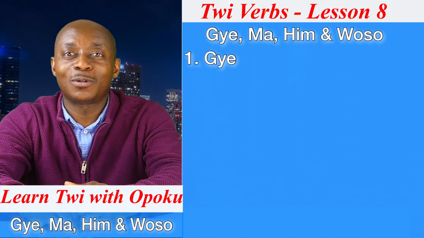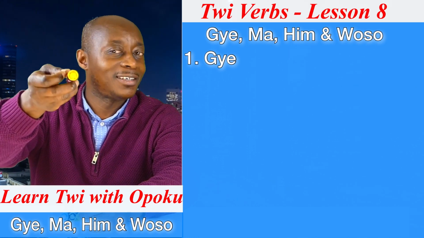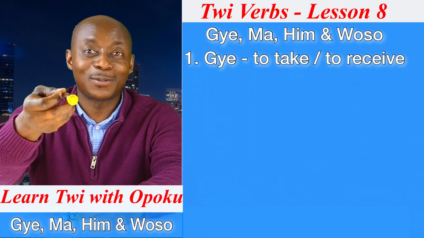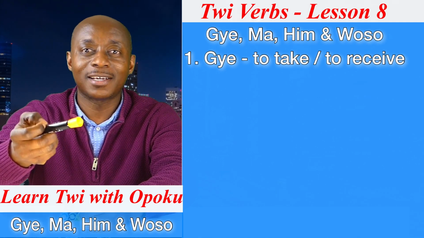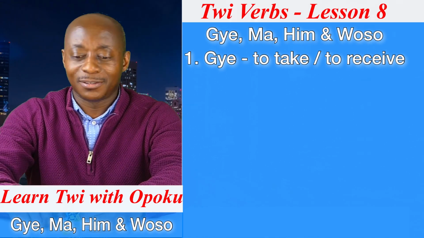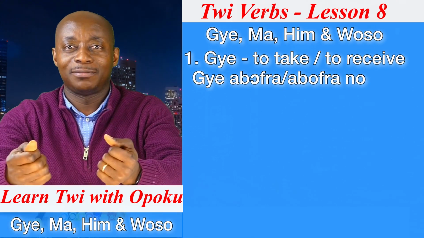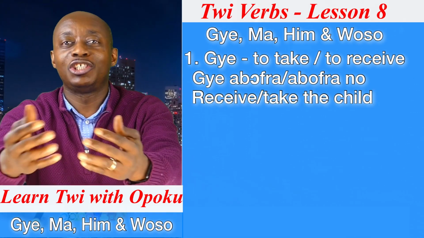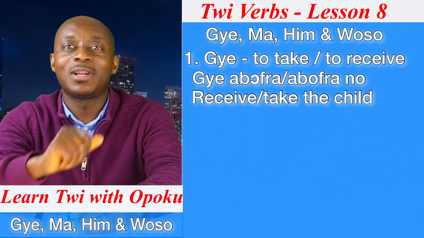The first verb is what? J. If I take this pen and I say J, what do you think the meaning will be? J. Definitely it means to take or to receive. So J means what? To take or to receive or to collect. Good. So for example, we can say J abofrano. That means what? Receive or take the child. J abofrano. So when we say J, it simply means what? To receive or to collect.